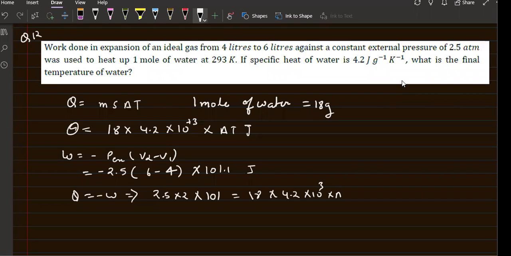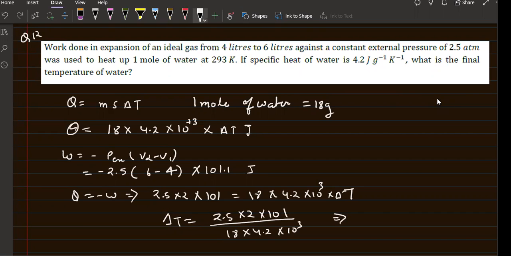Can you find delta T from here? Right? So you can find delta T is equal to 2.5 into 2 into 101 divided by 18 into 4.2 into 10 to the power 3. And we know that delta T is T2 minus T1.